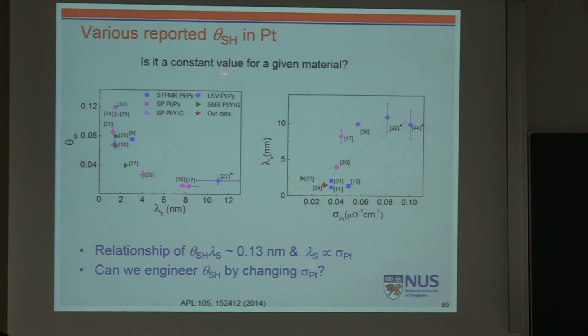Is it really a constant value for a given material? There are also very controversial reports. Even in platinum, some groups report more than 0.1, and some groups report 0.005. So we tried to plot all the data using different techniques, and it forms a very nice inverse relationship between spin diffusion length and spin-Hall angle. You can naively think that once you have more scattering, the spin diffusion length is very short and the spin-Hall angle is larger. If it diffuses a long distance, the spin-Hall angle is smaller. So it's basically a scattering event, and it also has a linear relationship with the conductivity of the materials.